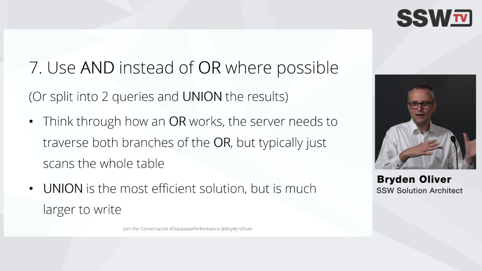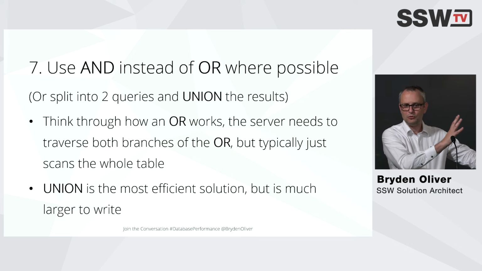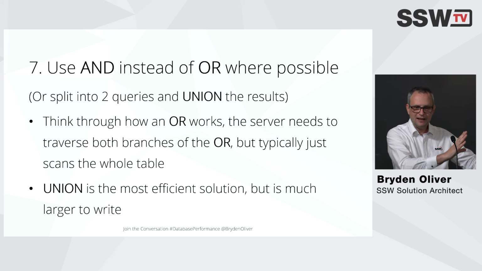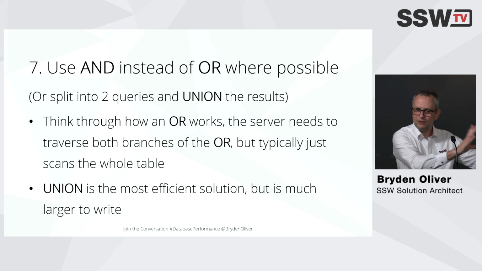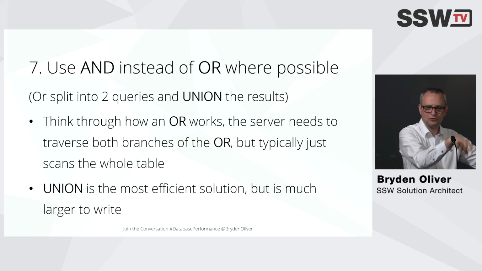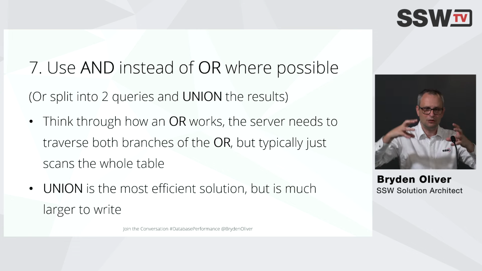But if you do an and, you go and find all of the results that fit clause A, and because it's an and, they must fit clause A, so only those results could be returned. You then filter that result, which is generally much smaller, based on the second clause. So you've reduced the amount of work the database is doing dramatically by having an and, as opposed to an or, where you've got to grab both sets and then join them together.